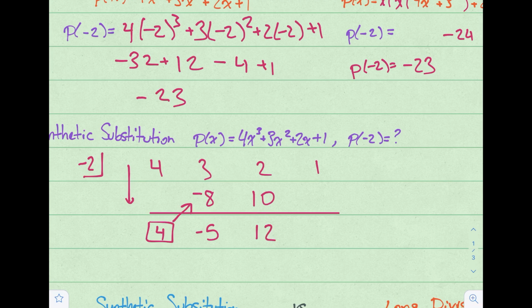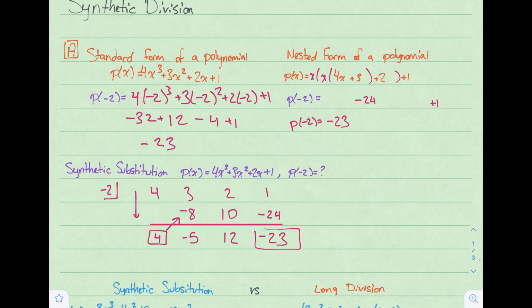12 times negative 2 is negative 24, and add down: negative 24 plus 1 is negative 23. So that is the process of synthetic substitution. It's the exact same work of evaluating a polynomial as using nested form.